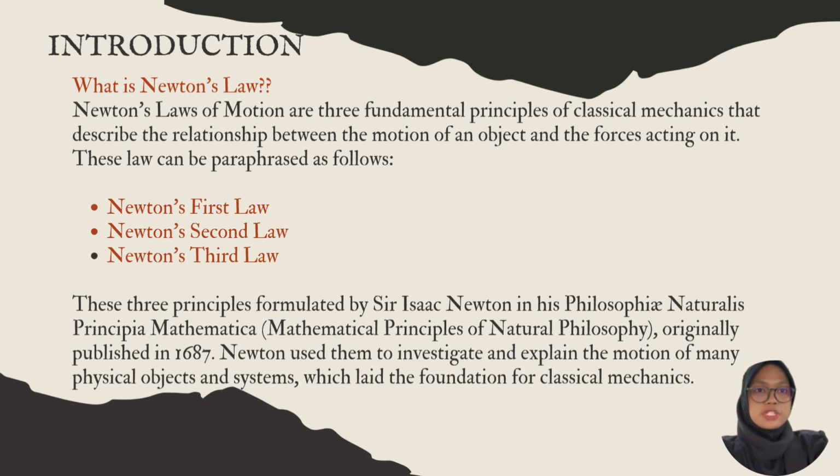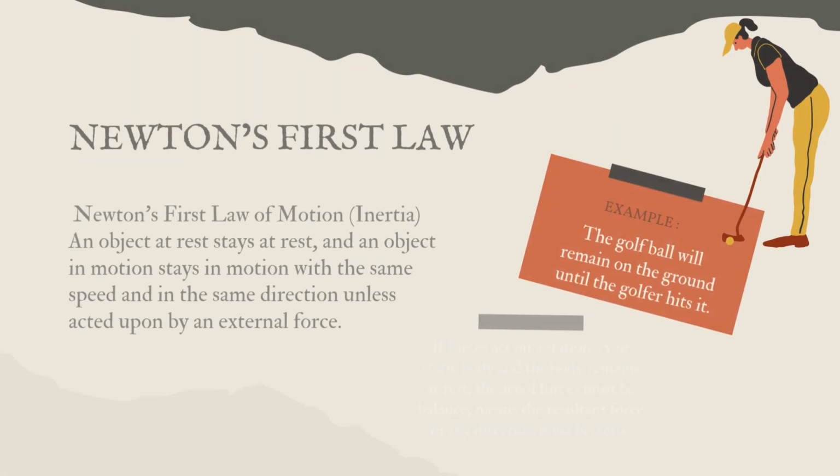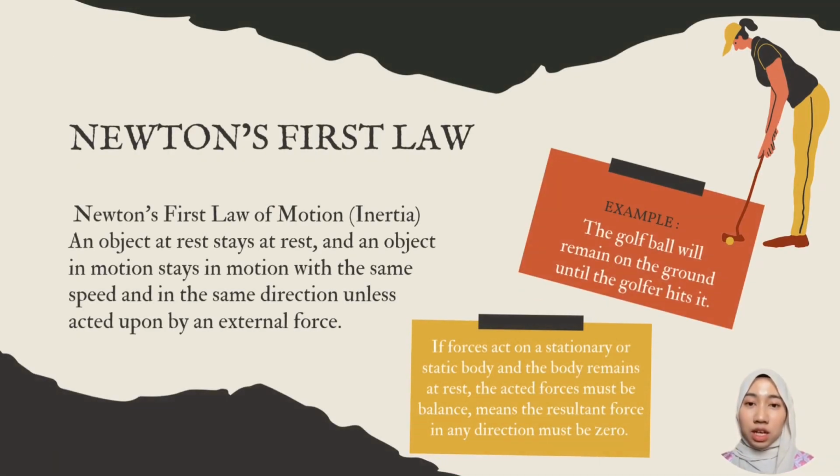The three laws of motion were first stated by Isaac Newton in his Philosophiae Naturalis Principia Mathematica, which is Mathematical Principles of Natural Philosophy, originally published in 1687. Newton used them to investigate and explain the motion of many physical objects and systems, which laid the foundation for classical mechanics. Next, we will continue with our explanation about Newton's laws of motion.